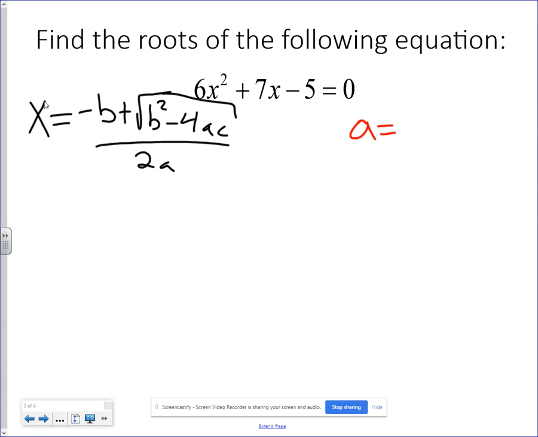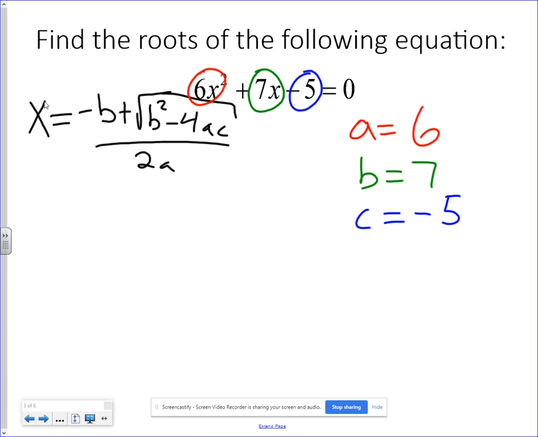a is going to be the coefficient of our x squared term. So here our coefficient is 6. B will be the coefficient of our x term. So here it's going to be 7. C is going to be just the constant term in there, the one that doesn't have an x on it. So c is going to be negative 5. Keep in mind that that minus sign will translate over to be a negative 5 over here. So now we can go ahead and use the formula.